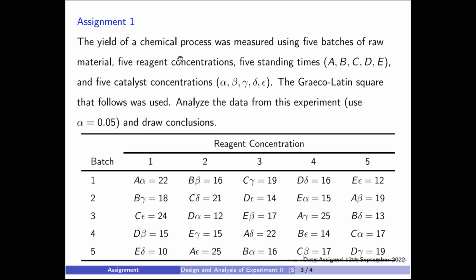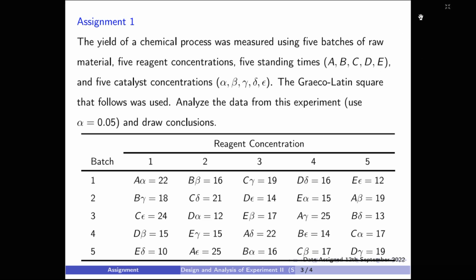It says the yield of a chemical process was measured using 5 batches of raw materials, 5 reagent concentrations, 5 standard times, and 5 catalyst concentrations. The Graeco-Latin Square that follows was used. Analyze the data from this experiment and draw conclusions. So we are using an alpha of what? 0.05. So this is the question, and this is our design.